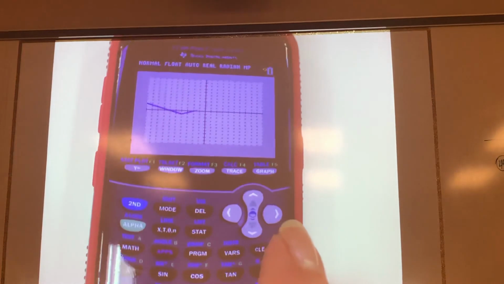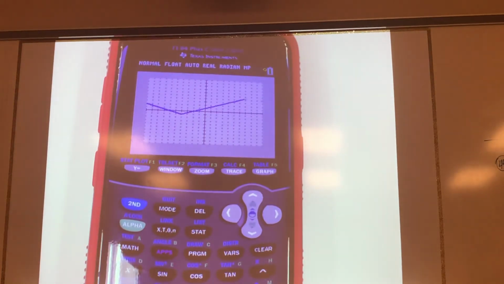Okay, so here we go, guys. Write an equation on your paper. Write the equation to this graph on your paper.